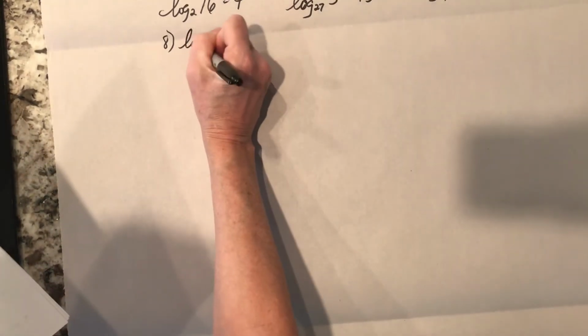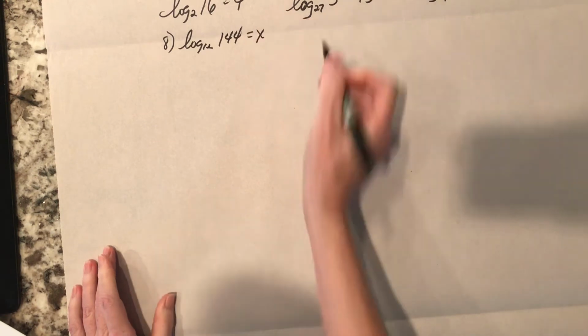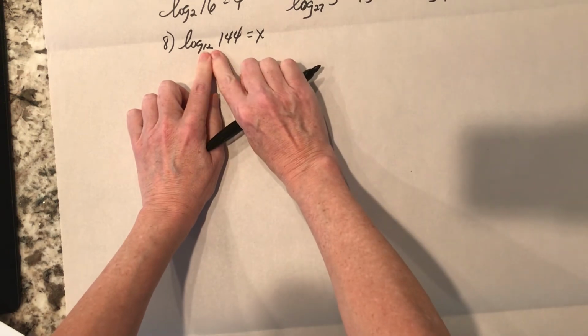Okay. Number 8, we're evaluating these, coming up with an answer. So log base 12 of 144. When you're looking for an answer, I think the easiest thing to do is to say equals x, because we're looking for an answer. What we're asked to do is find what you have to raise 12 to make it become 144.